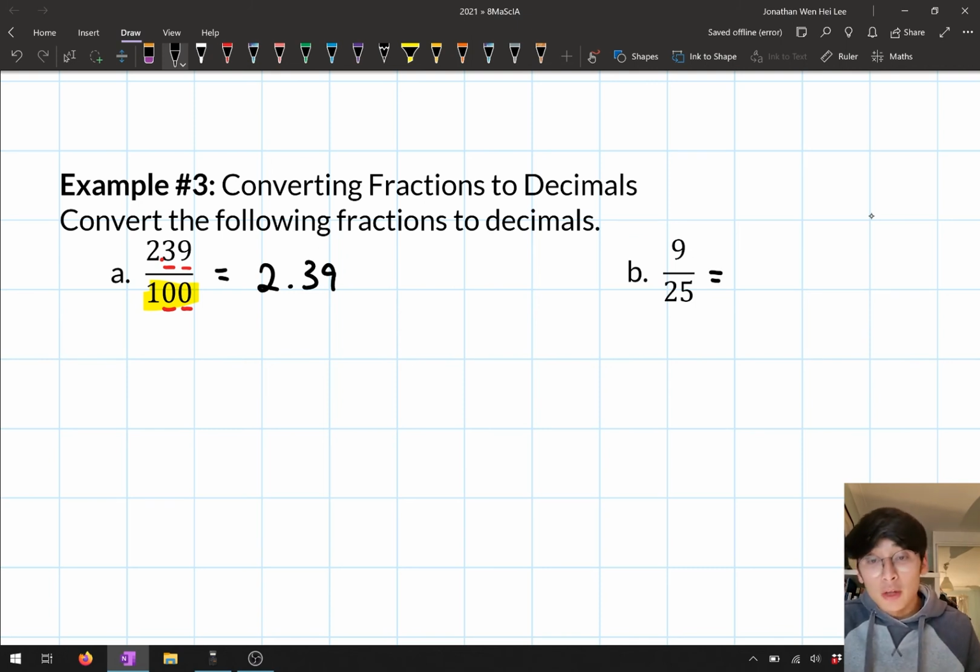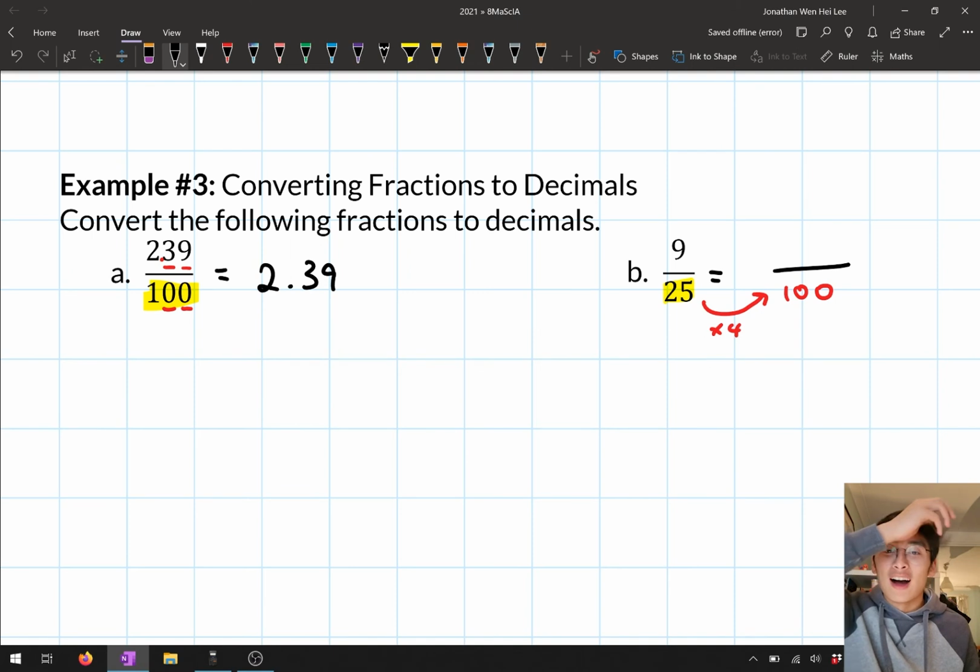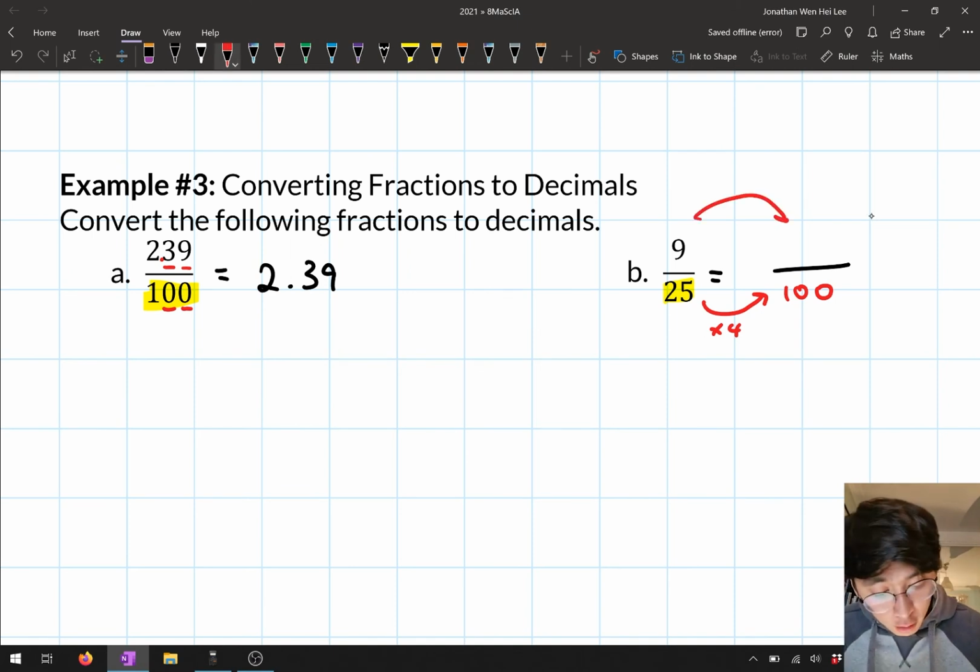Second one, 9 over 25. Let's have a look at the bottom. Is 25 a power of 10? Unfortunately, 25 is not a power of 10. But luckily for us, I know that 25 can multiply to become a power of 10. 25 is actually a quarter of 100. So what I can do is I can times this by 4, and that will give me 100. And so what I want to do is create an equivalent fraction over 100. So here, I times the bottom by 4, so I need to times the top by 4. And so here, my number is going to be 4 times 9 gives me 36.